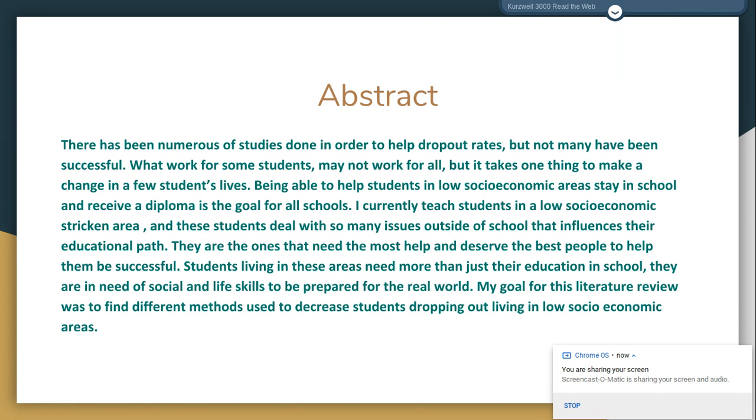The reason why this subject is near and dear to my heart is because I currently teach students who have dropped out or have problems with school. So, our school is basically their last chance in order to make it out of high school. With that being said, there's always room to learn more ways to keep these students in school, and that was my goal for this literature review.